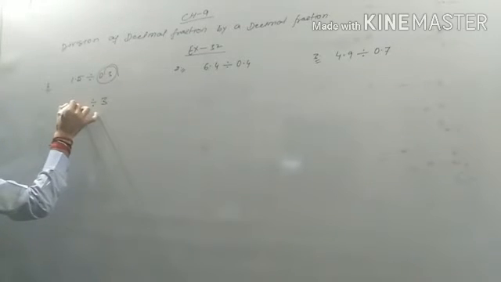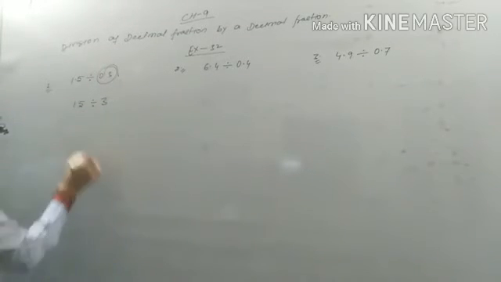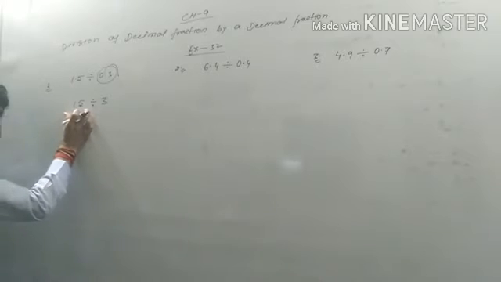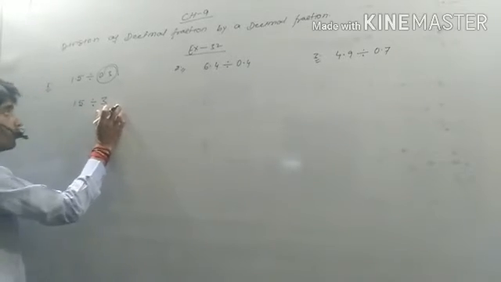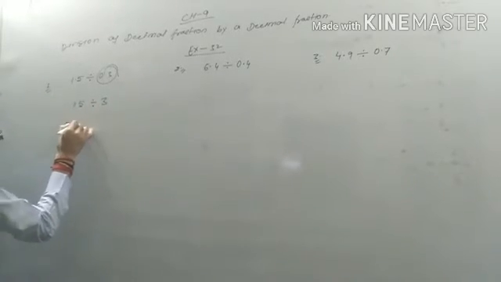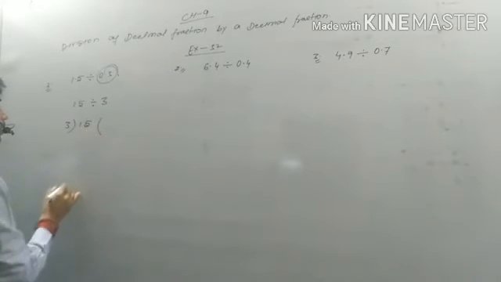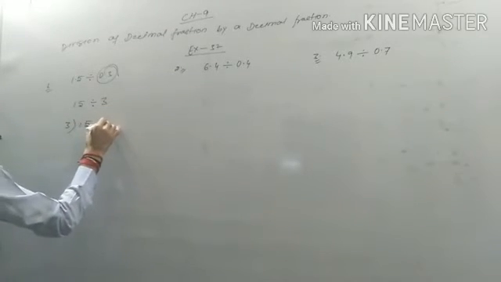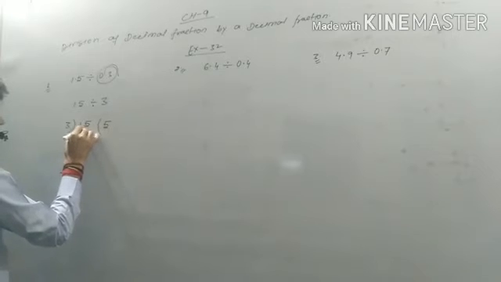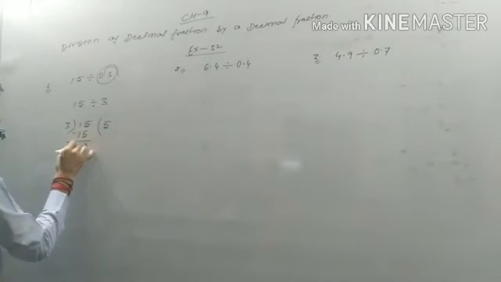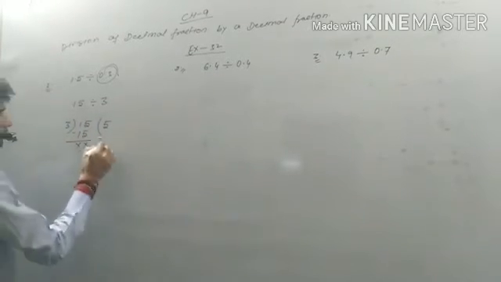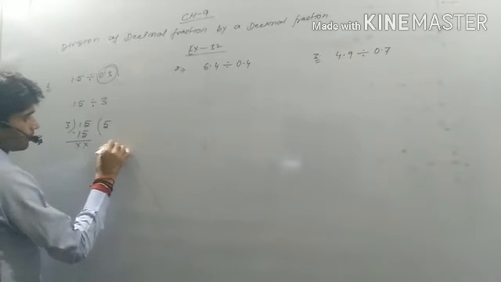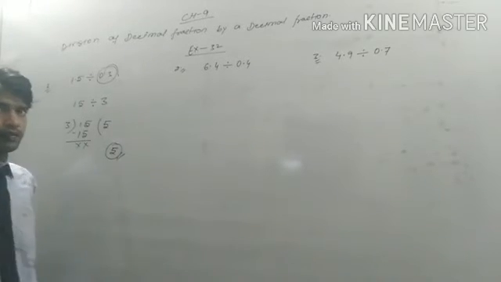Okay, so this is 15. This is the new dividend and new divisor. Now 3 divides 15. So 5 threes are 15. Now subtract, this is cancelled and this is cancelled. So our required answer is 5.